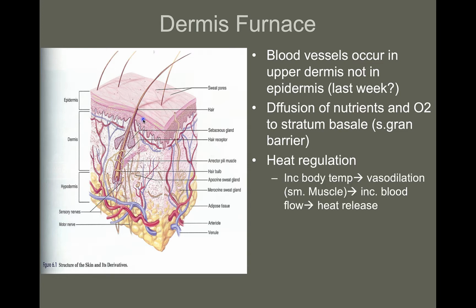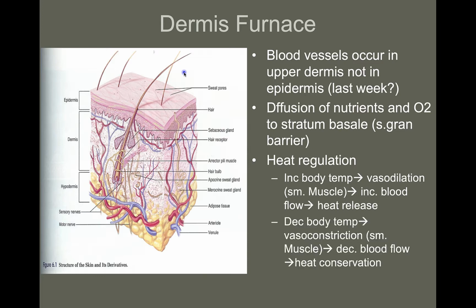So as our body temperatures increase, these blood vessels are going to vasodilate. So they have smooth muscle inside that's going to relax. It's going to increase blood flow. And as we increase blood flow into this upper dermis, we're going to actually release heat into the external environment, which is why if you have been near someone who's been working out, you can feel the heat coming off of their bodies.